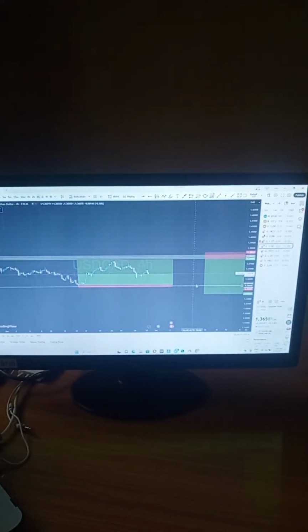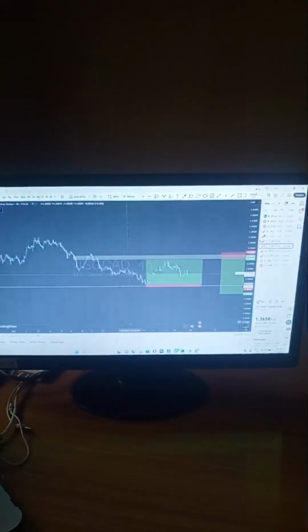Let's see how it goes. If you get a good retracement, a good entry, you continue to sell to the downside. I'm still selling USD CAD, so you should be looking for sales this week on USD CAD.